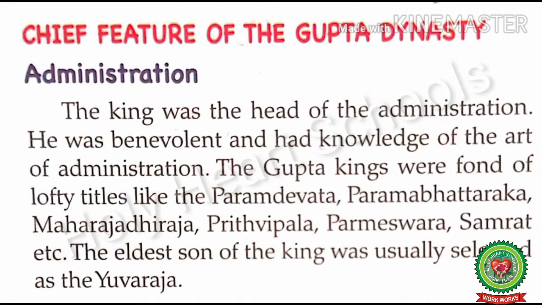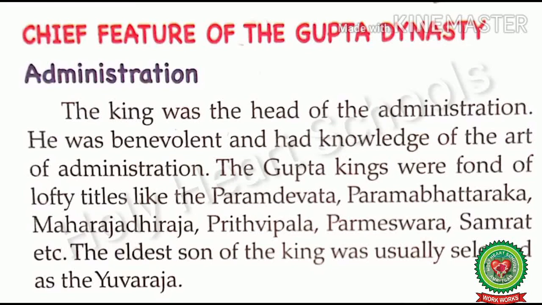Now, children, we are going to read about the chief features of the Gupta dynasty. So, children, in today's class, we are going to read only the two chief features, administration and revenue. First of all, see administration. The king was the head of the administration. He was benevolent and had knowledge of the art of administration.